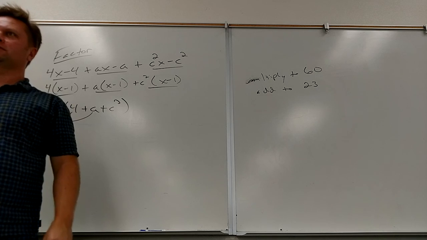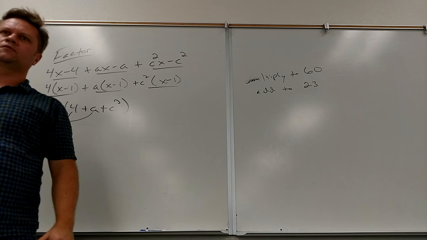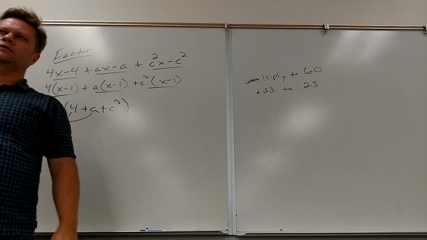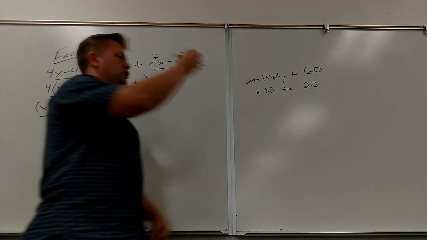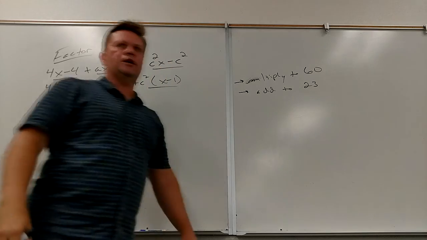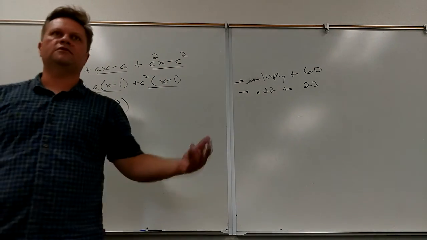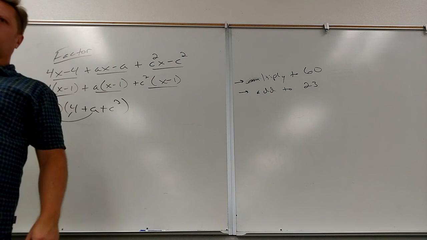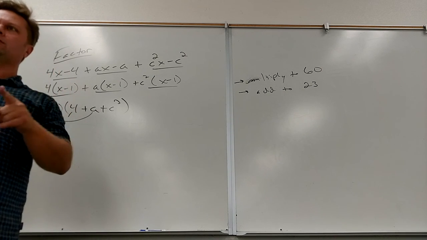Don't say anything out loud. Think about it for a second. Think about it. So notice, there's two restrictions on these numbers, right? If I just said multiply to be 60, that could be 10 and 6, 30 times 2, 15 times 4. Right? You guys with me? But I said they also have to add to be 23.